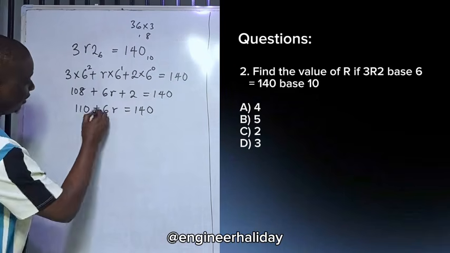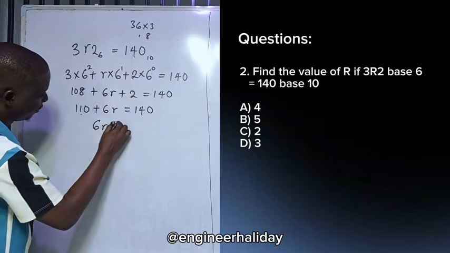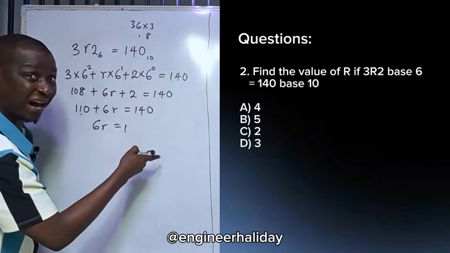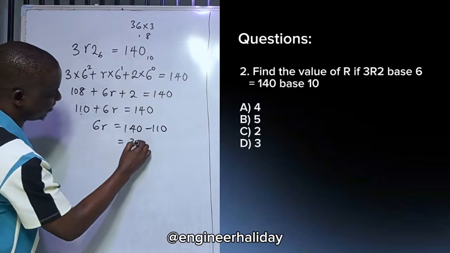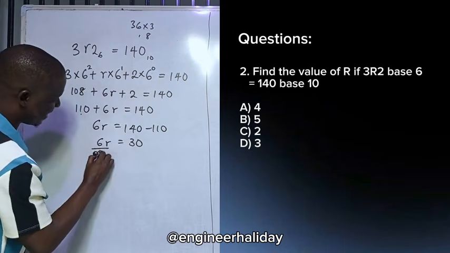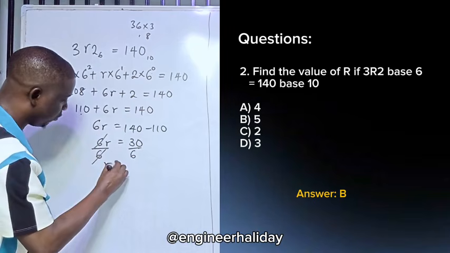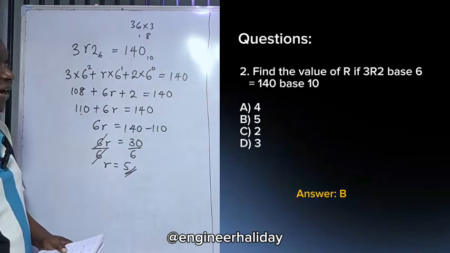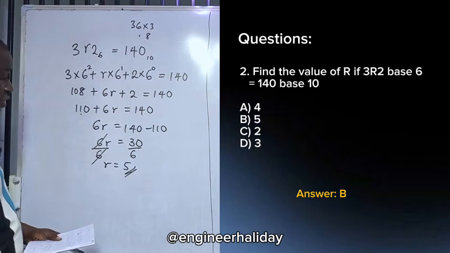Now how do we make r the subject of the formula? Take 110 to the other side. We have 6r. As it crosses this river, it is plus 110 here, when it crosses, it becomes minus 110. So 140 minus 110, what do we have? We are going to have 30. So 30 equals 6r. Divide both sides by 6 to make r stay alone. R becomes 5. Option A says 4, B says 5, so I will go with 5. So option B is the answer to the question.